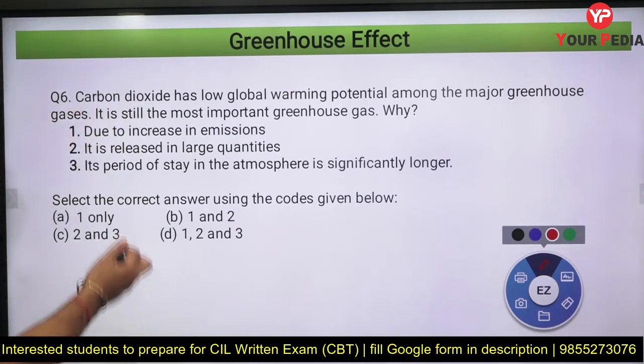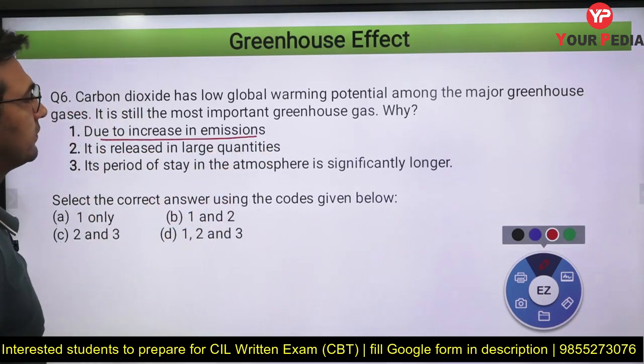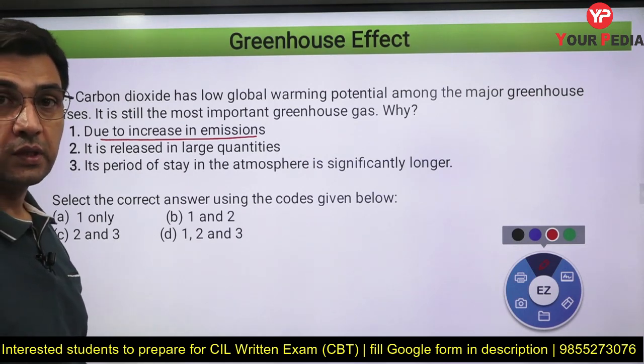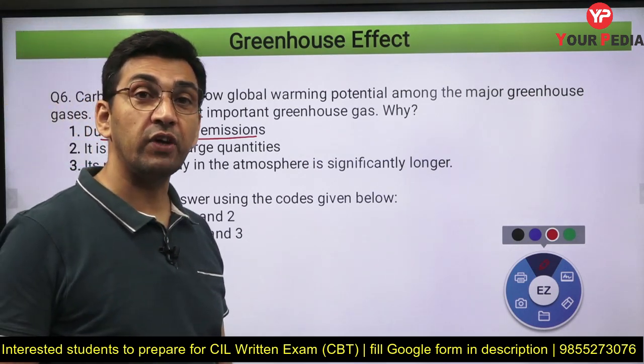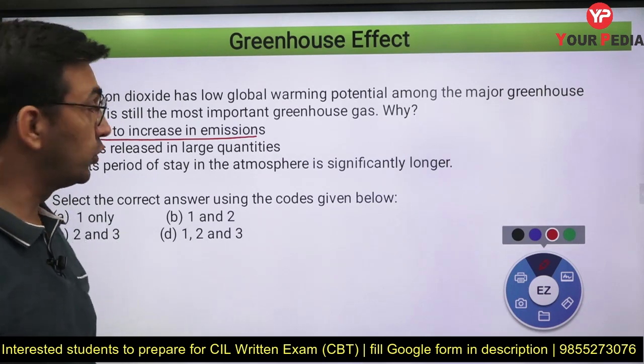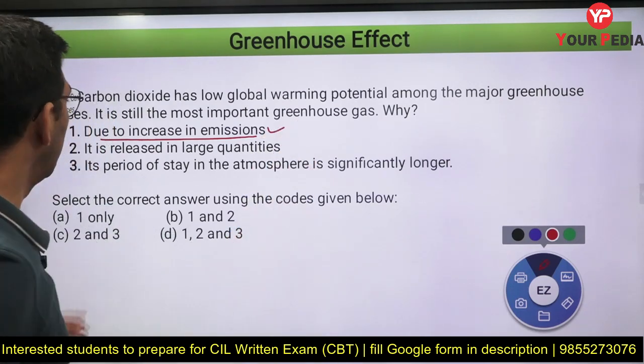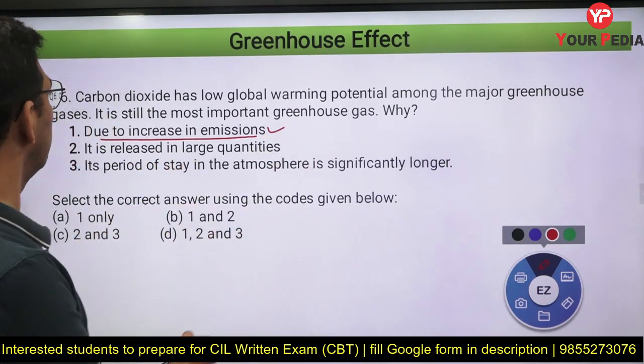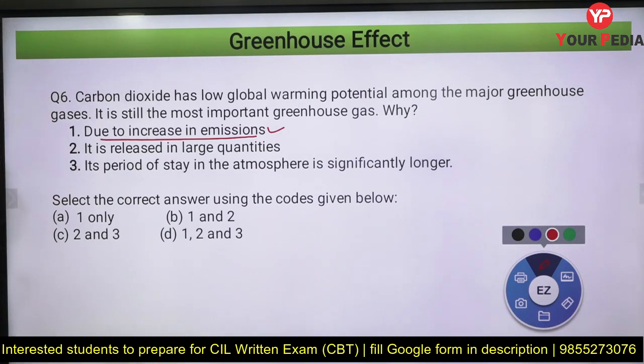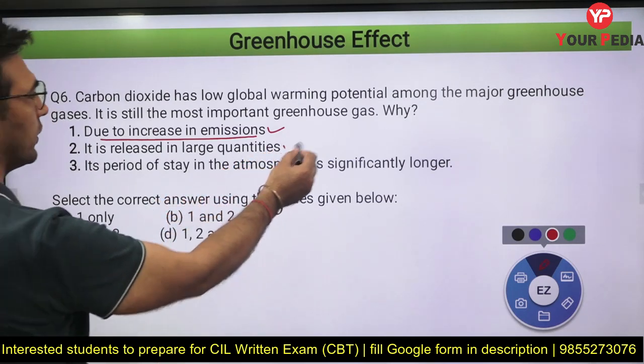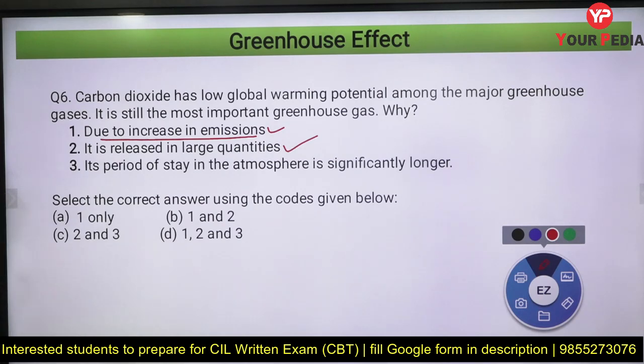Why? Due to increase in emissions. Is it correct? Of course, because the quantity of carbon dioxide that we are releasing in the environment is too huge. Correct. It is released in large quantity. The meaning is the same. Due to increased emissions, it is released in large quantity. I think both these statements have the same meaning. Its period of stay in the environment.